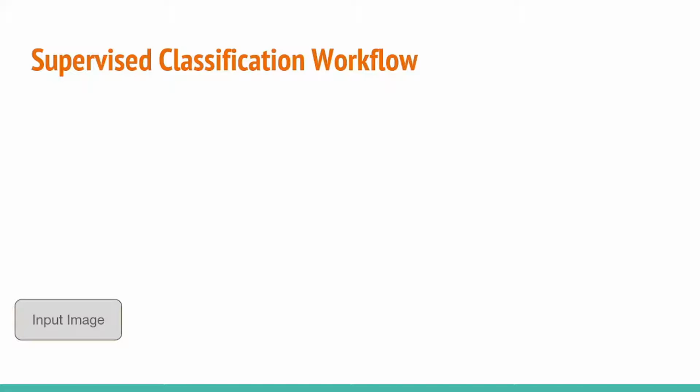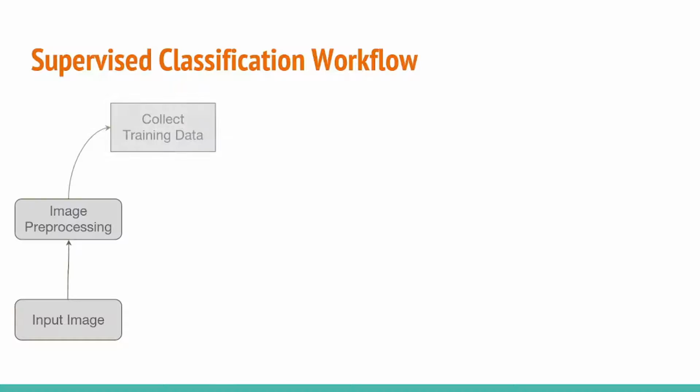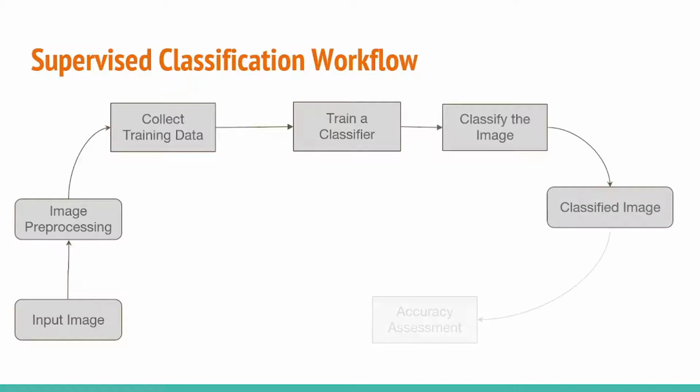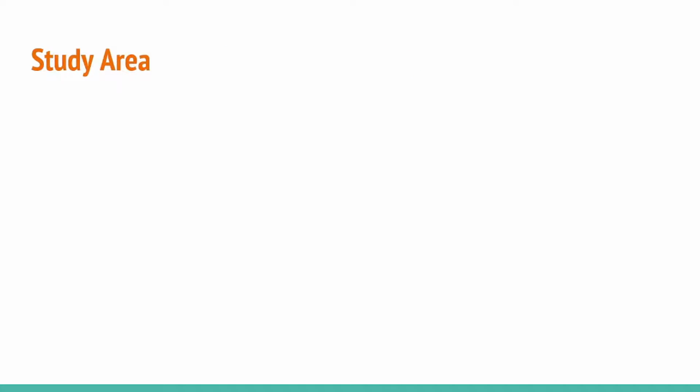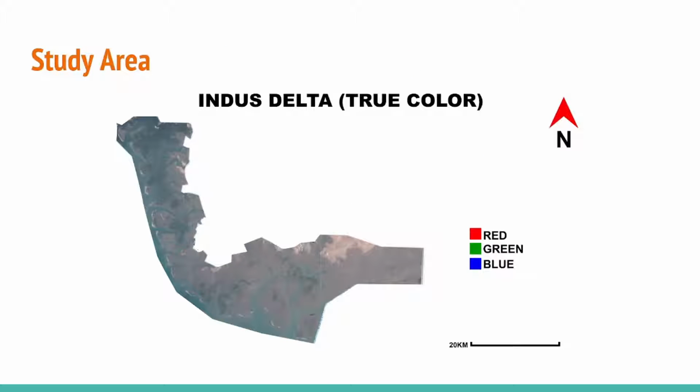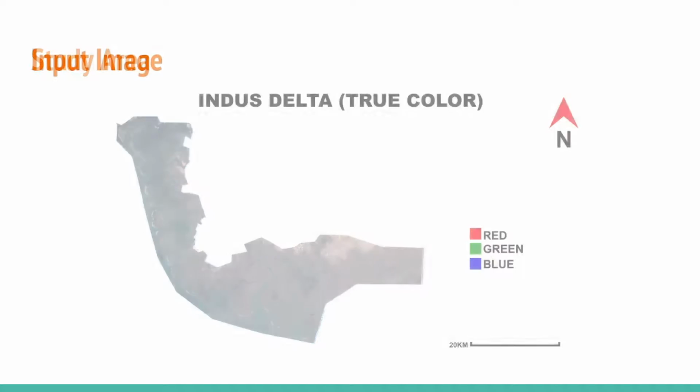The supervised classification workflow is as follows. We have an input image, we pre-process that image, and then we collect the training data. Based on the training data, we train the classifier, classify the image, and based on that classified image, we perform an accuracy assessment. Based on the accuracy assessment, we can tune the parameters or collect more data and then post-process the image. So our Indus Delta was the study area for this project.